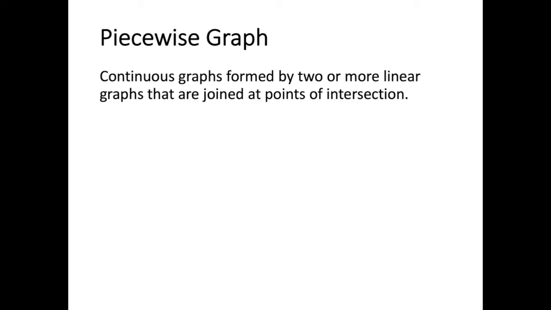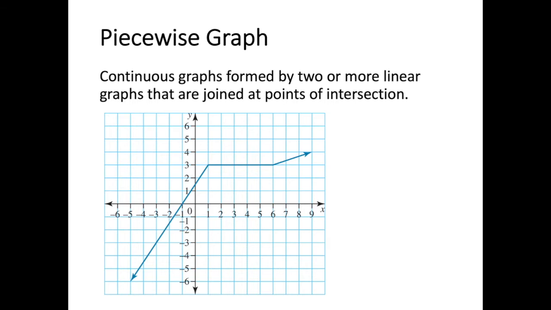So having a look at the first type, a piecewise graph is a continuous graph formed by two or more linear equations, and they're joined at points of intersection. So instead of having a graph that has the one linear equation graphed on it, it's going to have two or more. So having a look at an example, we can see the one on the screen. It is actually joined by three different linear equations, and it has 2 points of intersection.